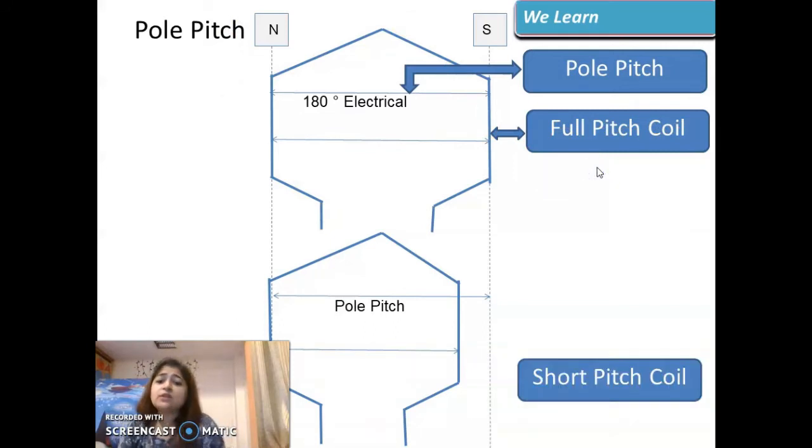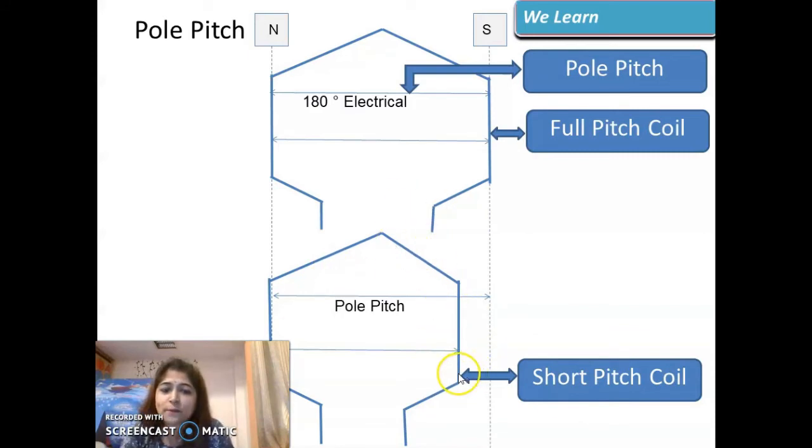Okay, now what is the short pitch coil? If one conductor is kept in front of the North Pole, but another conductor is not kept in front of the South Pole but at a slightly lesser distance, then we say that the coil is shorted. Then the coil is called a short pitch coil.